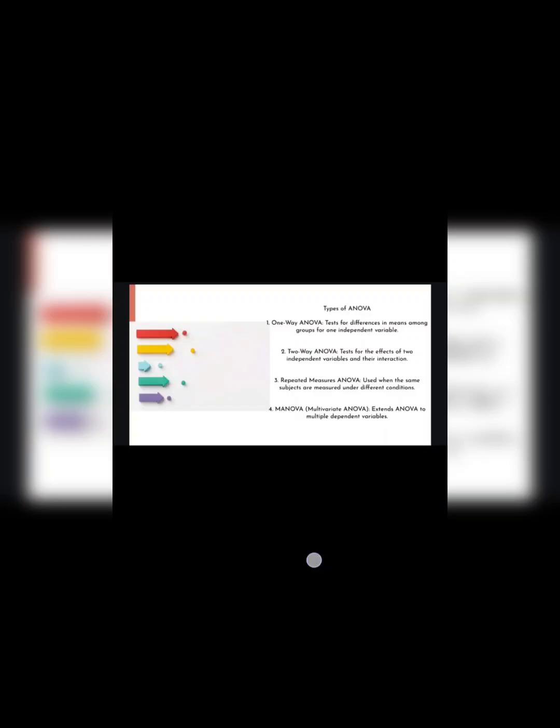It is also called multivariate ANOVA. It is the extension of ANOVA. And in statistics, multivariate analysis of variance is a procedure for comparing multivariate sample means. It is used when there are two or more dependent variables.